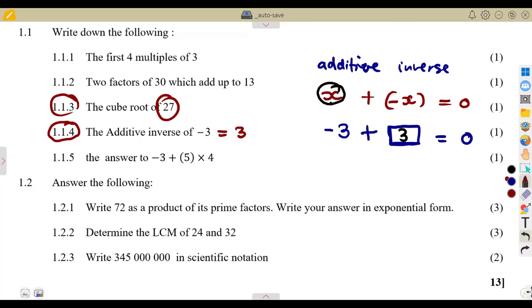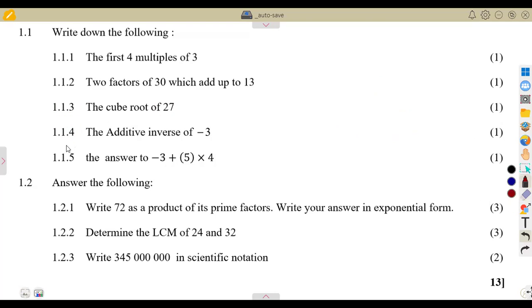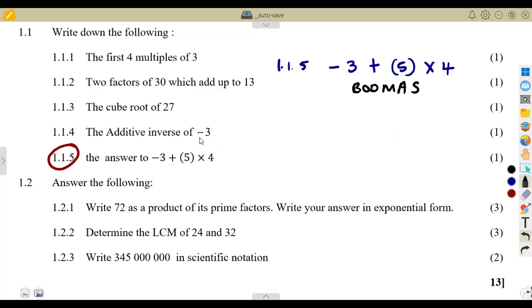All right, let us check another question that we are given. 1.15, we need the answer to this. Let us just work it out here. We are given -3 plus, there is a 5 inside the bracket, times a 4. Remember your BODMAS. So it's brackets off. We need to take off the brackets. What is going to remove this bracket?